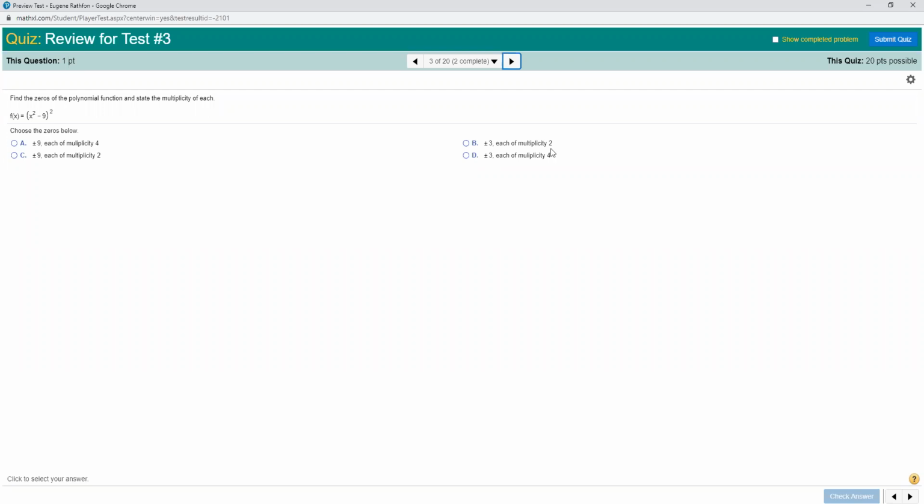And then we said these had a multiplicity of 2 because that was the exponent sitting outside those parentheses, okay? And then remember, if there's not an exponent down here, you got to treat it like a 1 on those problems. All right, so plus or minus 3, multiplicity 2, then we move on.